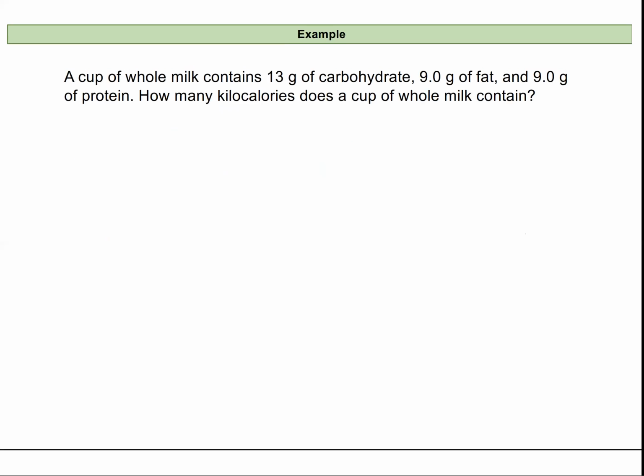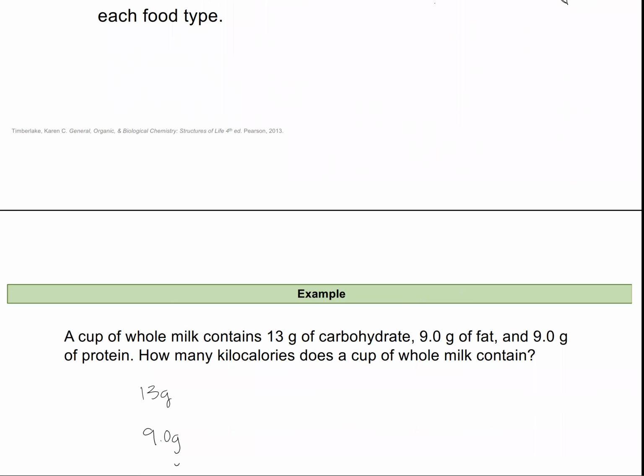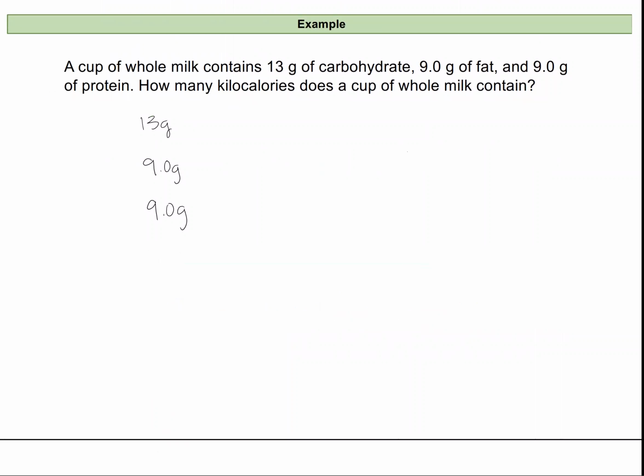So here's an example. We have a cup of whole milk. That's 13 grams of carbohydrate, 9 grams of fat, and 9 grams of protein, and we can figure out how much energy is in the whole milk. And so for our 13 grams of carbohydrate, remember, that's going to be 4 kilocalories of energy that we get for each gram. So I'm going to set up a conversion factor where I'll have 4 kilocalories of energy for each 1 gram of carbohydrate in the milk.